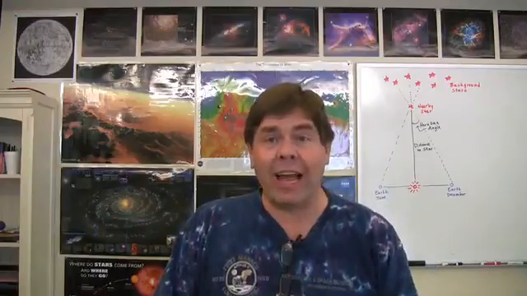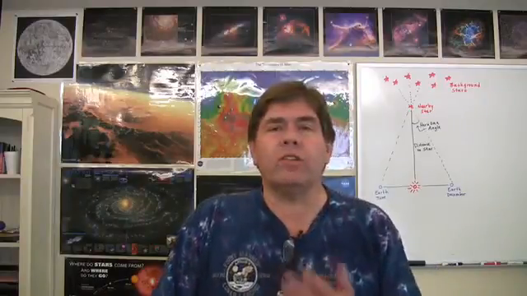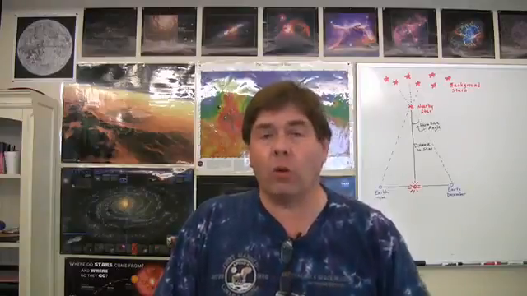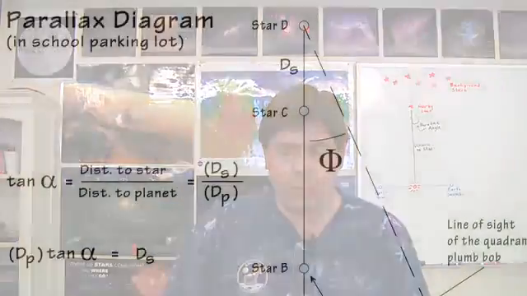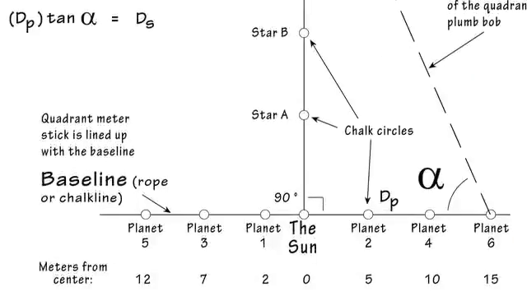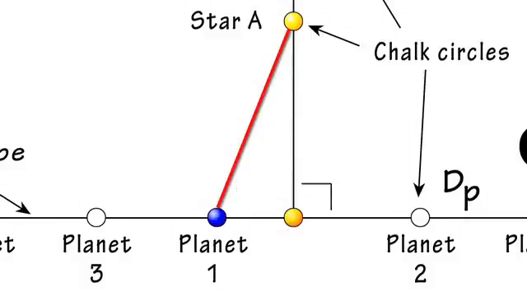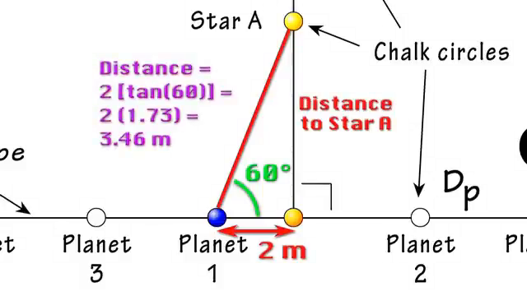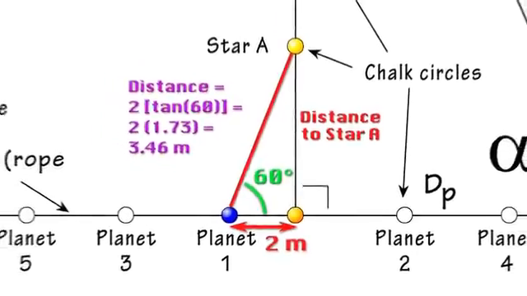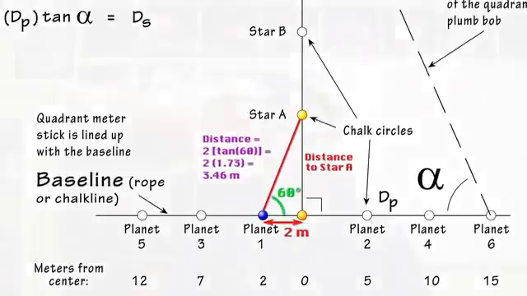Now, let's do the calculations on the measurements. We'll use the same procedure you used to find the height of your local landmark. Here's an example. Let's say you are calculating the distance to star A as measured from planet 1, which is 2 meters from the Sun. You found the angle to be 60 degrees. Using the formula, you take the tangent of 60, which is about 1.73, and multiply it by 2 meters, and you get 3.46 meters as the distance to star A. Now go ahead and do your own calculations for each of your stars from each of the planets.